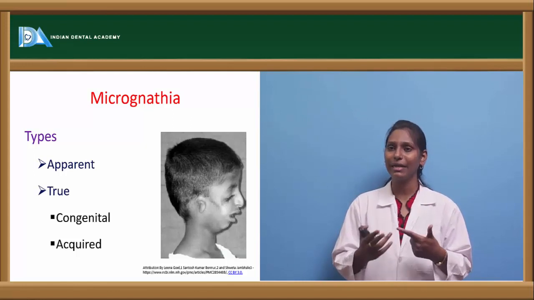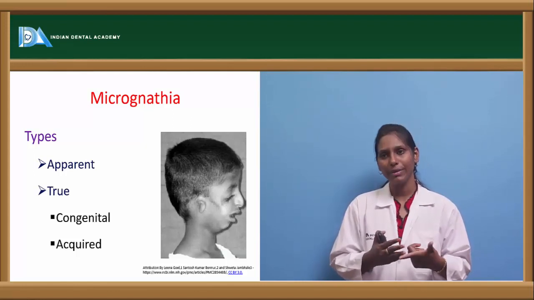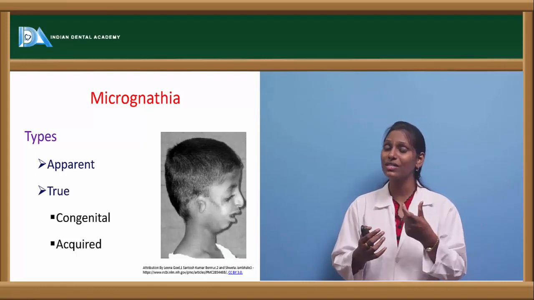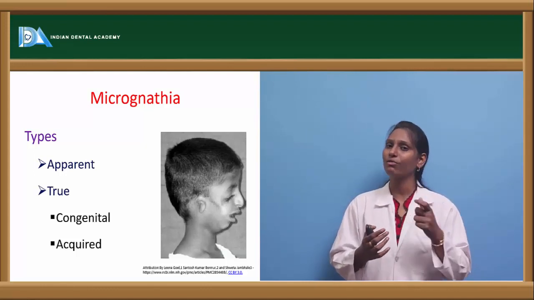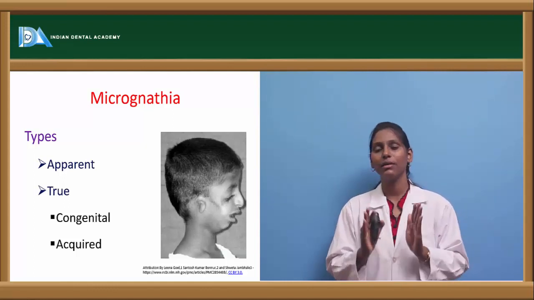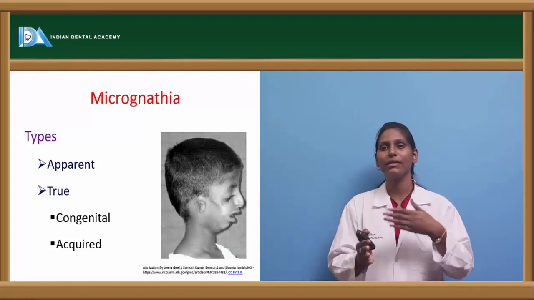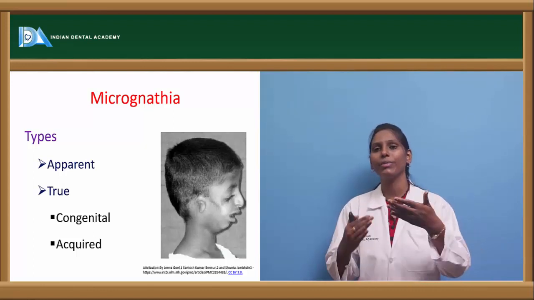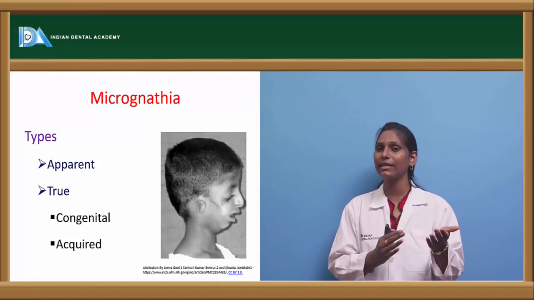Apparent is nothing but a relative one. In this relative or apparent micrognathia, the tooth sizes are usually larger, making the jaw appear smaller. Here the jaw is not smaller in size; because of the relativeness between the teeth and the jaw, the teeth are larger in size and hence the jaw appears to be smaller. That is the relative or apparent one.